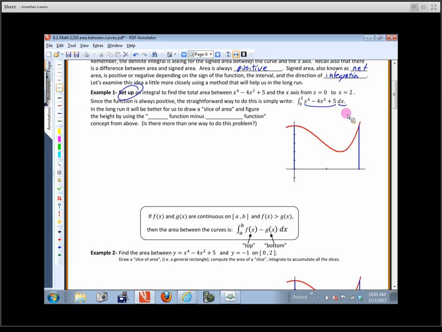Okay? So we know how area functions work. We know a definite integral will accumulate that area. But here's what we want to do. We're going to actually draw a representative slice of area.